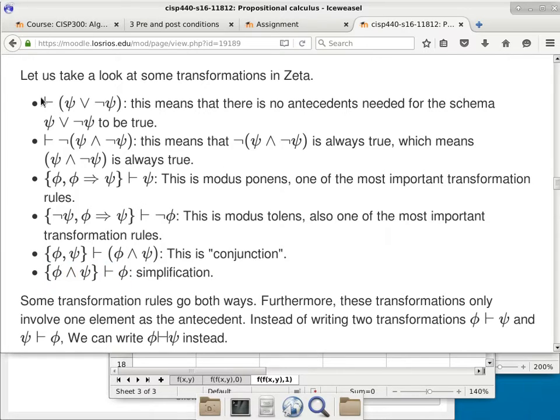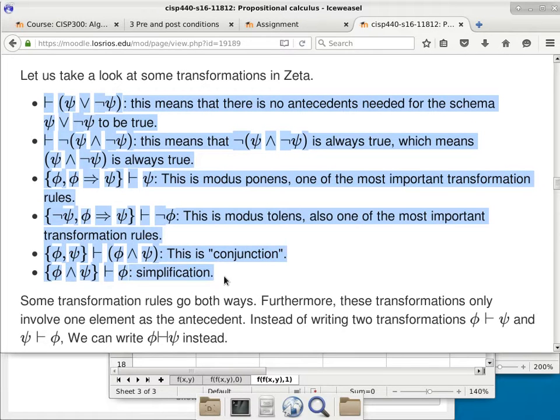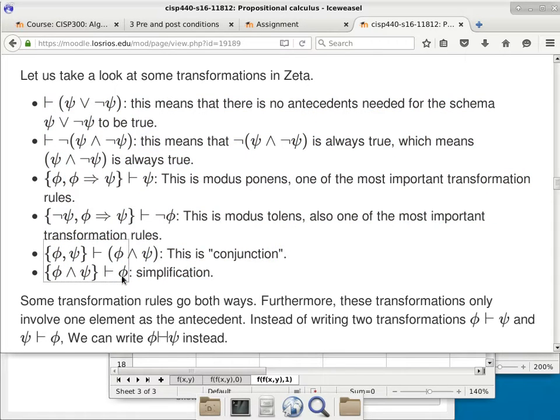Now these ones, everything from here all the way down to here, you can see that the infer symbol only goes one way. Given the set, which can be an empty set on the left-hand side, the right-hand side can be inferred. Only goes one way. It doesn't go the other way around. I'll give you one example. Just look at the last one. If I tell you that phi itself is true, I cannot conclude that phi and psi is true as well. That's not possible. So at this point, it's only going one way.